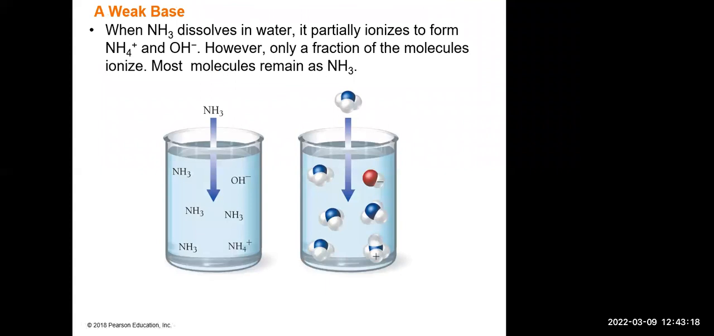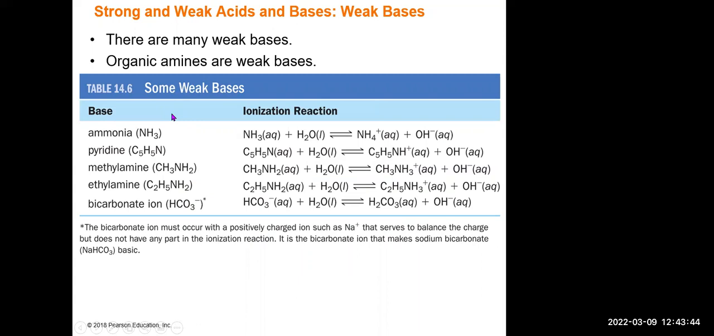The B can be NH3. So when NH3 dissolves in water, it partially ionizes to form NH4 plus and OH negative. However, only a fraction of the molecules ionize, and most molecules remain as NH3. This table shows you some of those common weak bases. We saw ammonia, and most of them contain a nitrogen atom. Then the last one, the bicarbonate, HCO3 negative, doesn't have nitrogen.